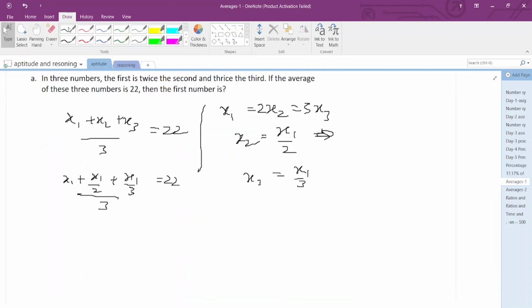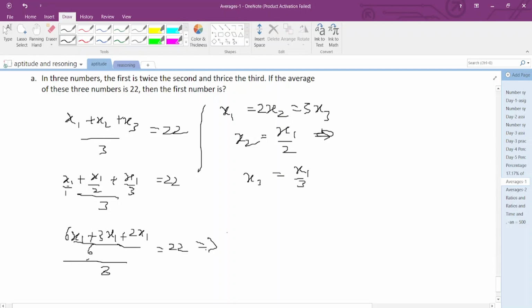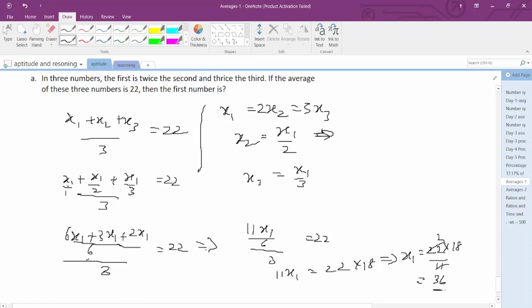Okay, so now ఈ 2 కి 3 కి LCM ఏమవుతుంది, 6 అవుతుంది, రైట్? సో 6x1 ప్లస్ 3x1 ప్లస్ 2x1 బై 6, divided by 3 is equal to 22. So now ఇప్పుడు ఏమవుతుంది, 11x1 బై 6, బై 3 ఈజ్ ఈక్వల్ టు 22. సో 6 3 is 18 అటువైపు పంపిస్తే 11x1 ఈజ్ ఈక్వల్ టు 22 ఇంటూ 18, విచ్ ఈజ్ x1 ఈజ్ ఈక్వల్ టు 22 into 18 divided by 11, 11 2 ja 22, 18 2 ja 36. The first number value is 36.